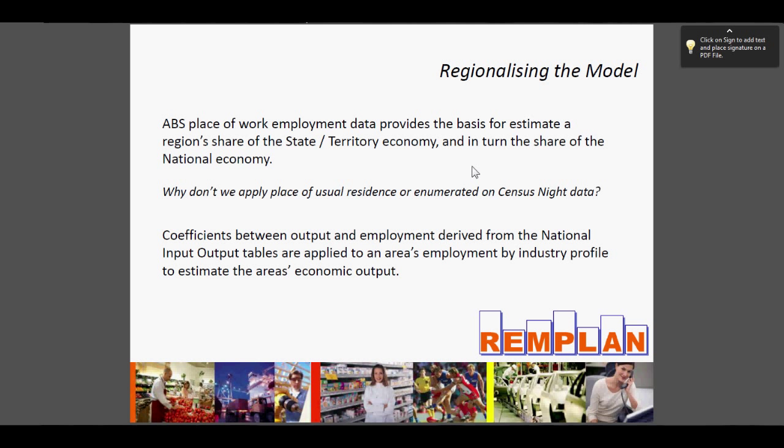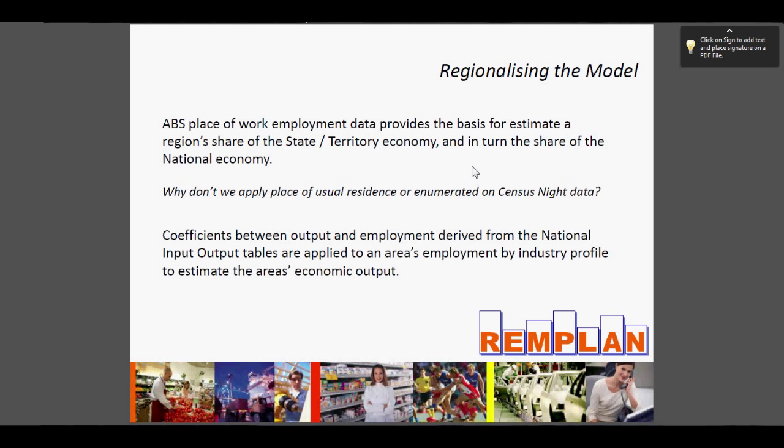Now, there are a number of merits to that particular approach. It enables us to compare areas on a like-with-like basis. But just to reiterate a point that was previously made in earlier lectures, we use place of work employment data for an area. That is where, on census night, people said that they worked, not necessarily where they were or where they reside. And so I put that question to you then.